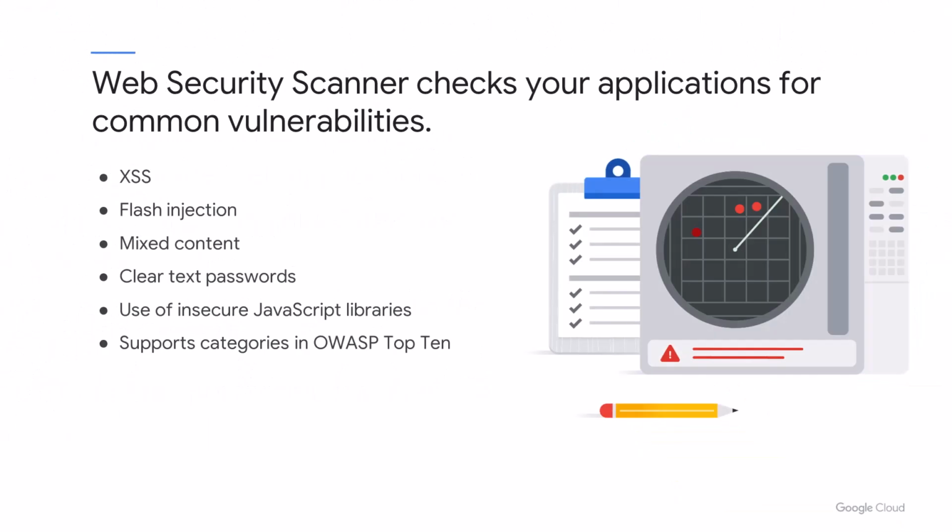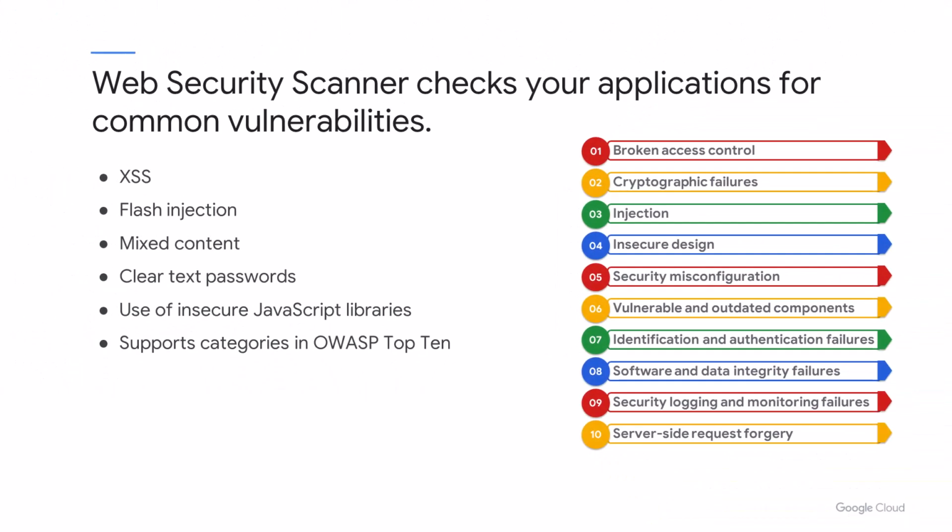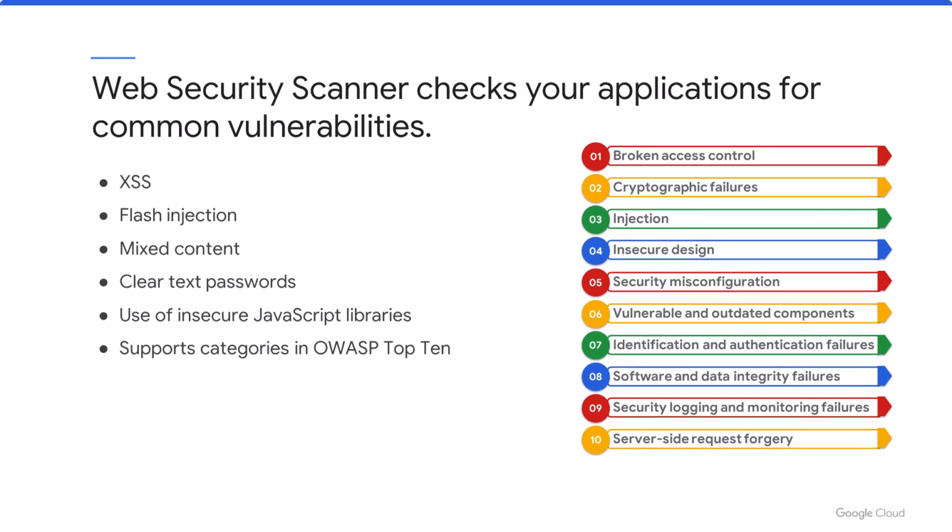Web Security Scanner is a guardian against numerous common web vulnerabilities. Its capabilities are extensive and crucial for the safety of your web applications. Web Security Scanner excels in scanning and detecting a variety of common vulnerabilities. These include, but are not limited to, cross-site scripting, flash injection, mixed content like HTTP and HTTPS, and outdated and/or insecure libraries. Additionally, the Web Security Scanner corresponds with the categories listed in the OWASP Top 10. This pivotal document categorizes and offers corrective strategies for the 10 most significant security risks in web applications.